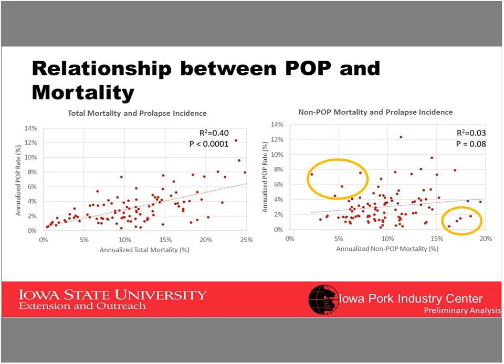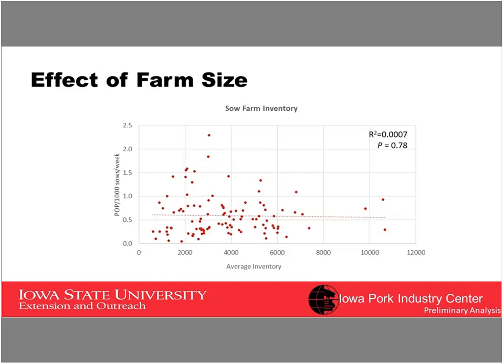And you can kind of see here in the yellow circles, those are just examples of farms that in some cases have a very low annualized non-pelvic organ prolapse mortality, but have among the highest in the industry on pelvic organ prolapse death. And vice versa, you can have farms that have very little pelvic organ prolapse, but a high incidence of mortality overall.